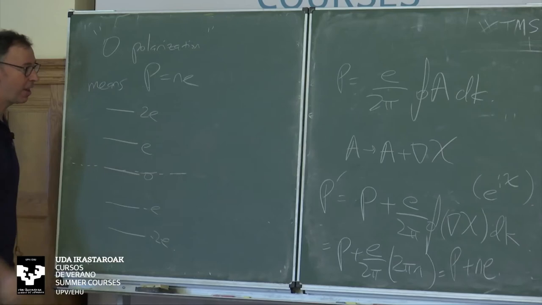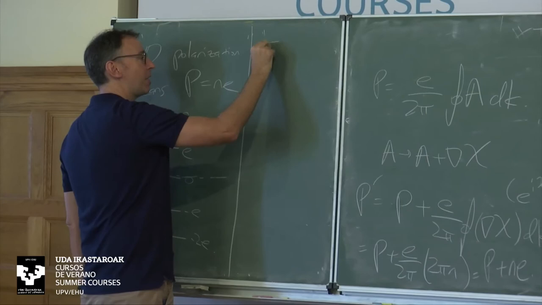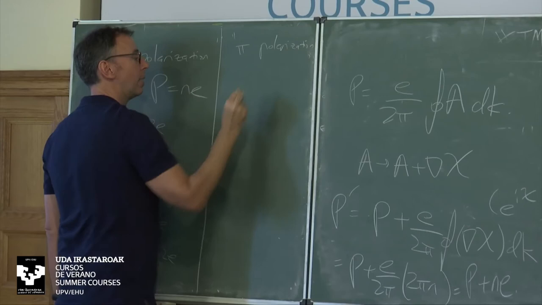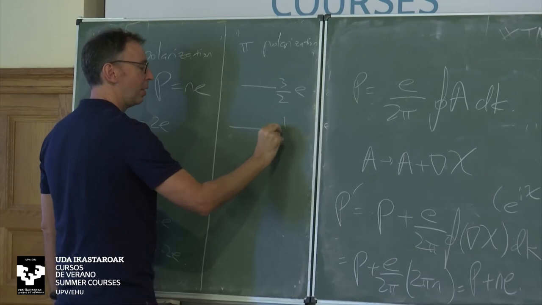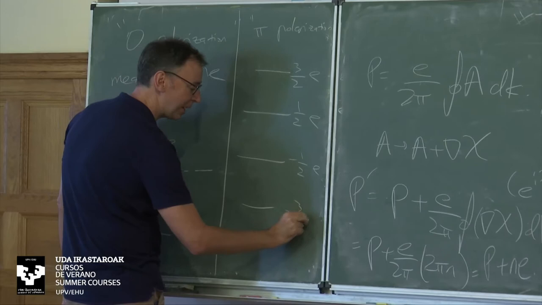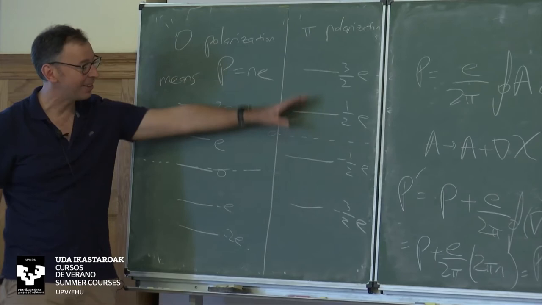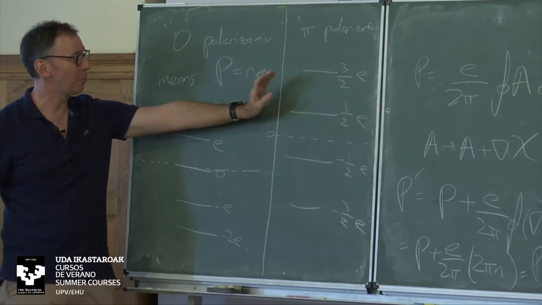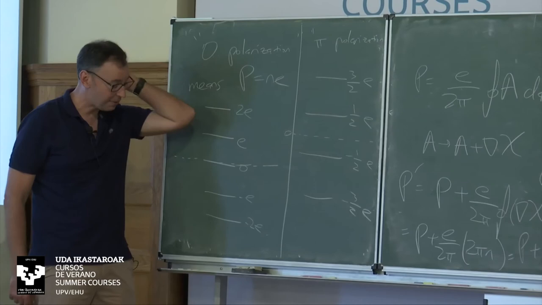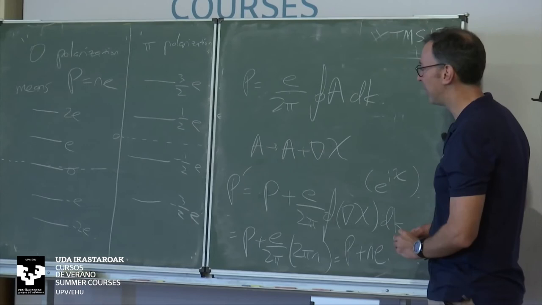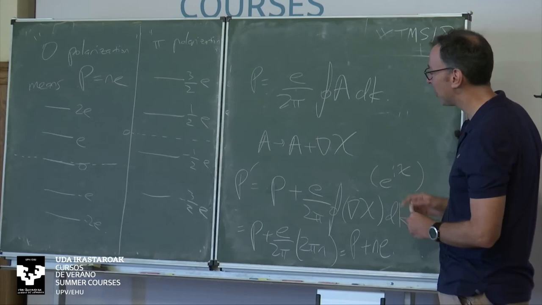But there's another possibility, which you could call pi polarization. And that would be the ladder, say, 3 halves e, 1 half e, minus 1 half e, minus 3 halves e. So that ladder is also symmetric around 0. If I took any one particular value, it would not be symmetric, but the totality of values is symmetric. And that's what you've already heard: the simplest, the 1D example of a topological insulator protected by inversion symmetry would correspond to these half-integer values of polarization. So my reason for repeating this is that the key to the 3D topological insulator is to do the same thing in dimension 3 instead of dimension 1 and to think about a slightly different quantity.